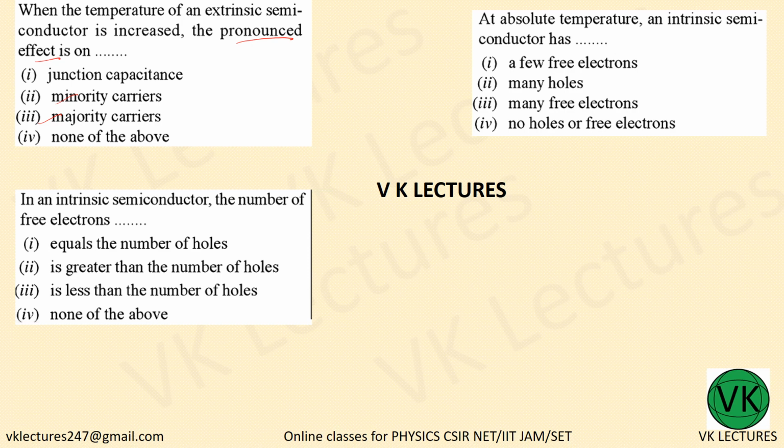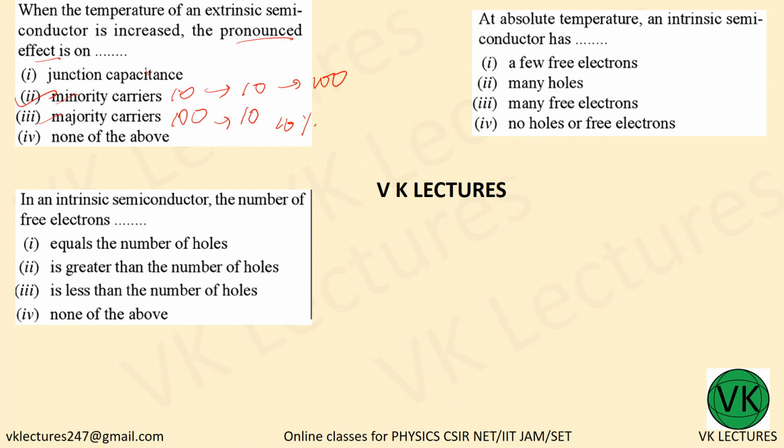For example, there are 10 minority carriers and 100 majority carriers. Due to heating, 10 electrons have left. So minority carriers will increase by 10, and majority carriers will also increase by 10. Where is the pronounced effect? Here is a 10% increase in the majority carriers. In the minority carriers, what is the increase? A 100% increase. So the pronounced increase is on the minority carriers.